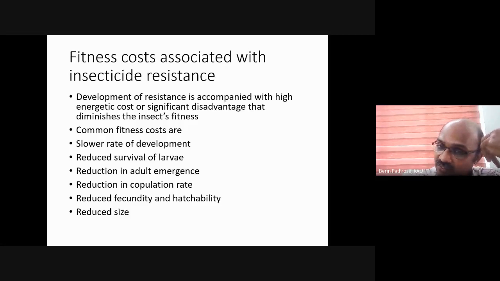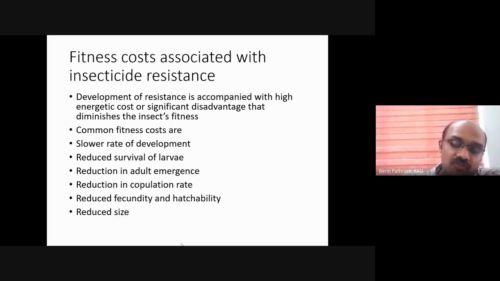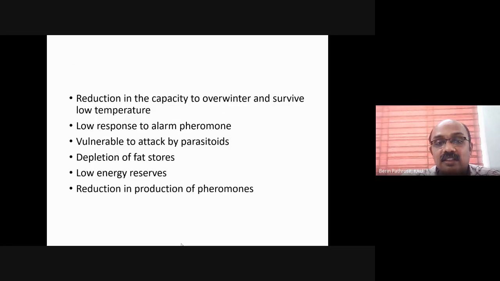Even if they lay enough eggs, the hatchability, the percentage hatching, also will be affected in resistant strains. And sometimes it also leads to a reduction in the size of the resistant insect. So there are a lot of fitness costs associated with insecticide resistance. Other fitness costs are reduction in capacity to overwinter and survive low temperature, especially in Western countries.